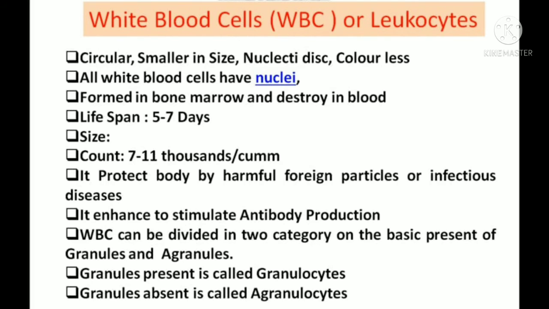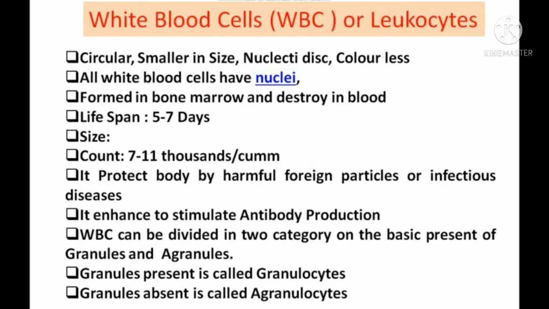Now we will learn about white blood cells or leukocytes. They are circular, smaller in size, and colorless. All white blood cells contain nuclei, are formed in bone marrow and destroyed in blood. The lifespan of white blood cells is 5 to 7 days. The count is 7 to 11,000. They protect the body from harmful foreign particles or infectious diseases, and stimulate antibody protection.